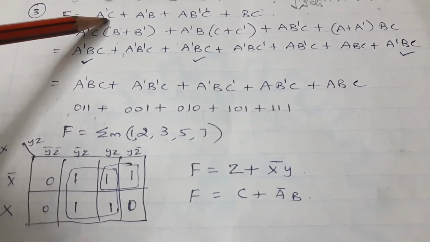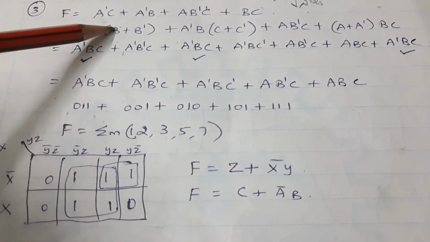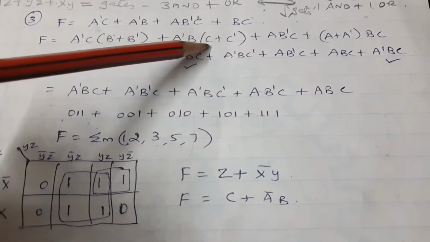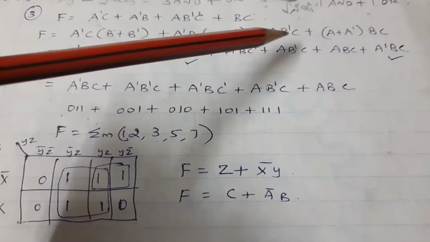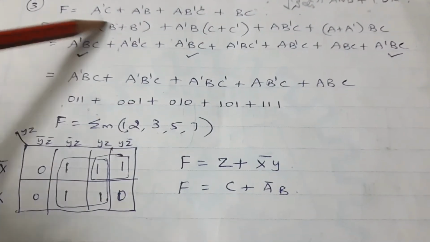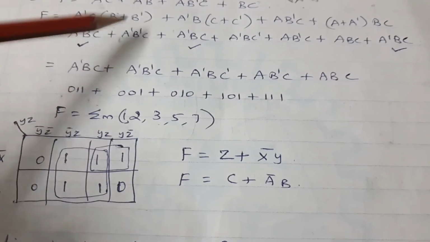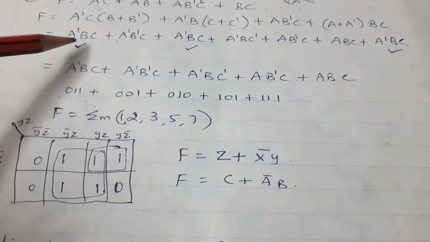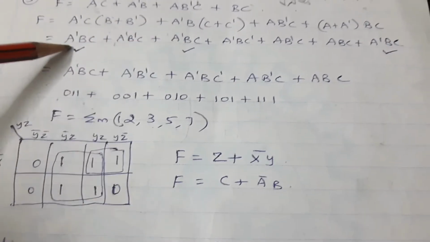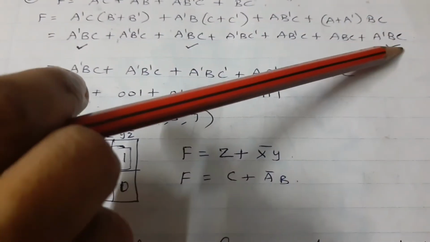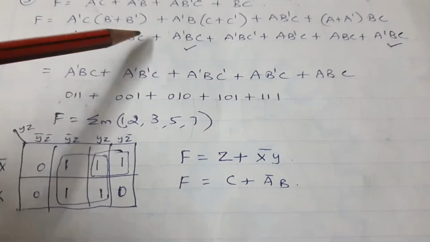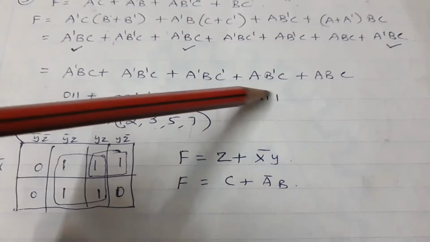B is not there, therefore you write it as b plus b bar. C is not there, therefore c plus c bar. Here all 3 are there. Here A is not there, therefore a plus a bar. Now you multiply. Find out how many redundant, repeated values there are. All 3 are repeated, so take only one value. The remaining terms carry over.